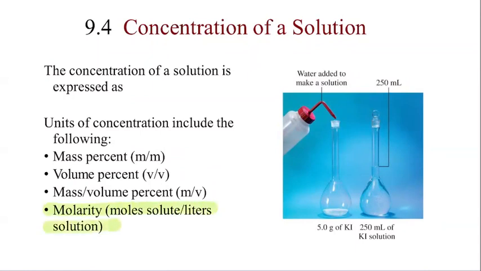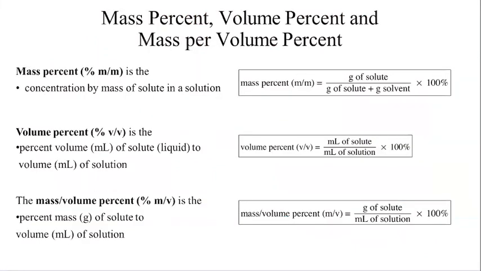Okay, so understand that even though I'm presenting to you guys the four different units in terms of the math concepts for chapter 9, molarity is the one that you need to be concerned with. But for those students that may be taking other chemistry classes or other science courses, at least I want to give you an overview of the equations that allow us to calculate mass percent, volume percent, and mass per volume percent. Starting with mass percent.